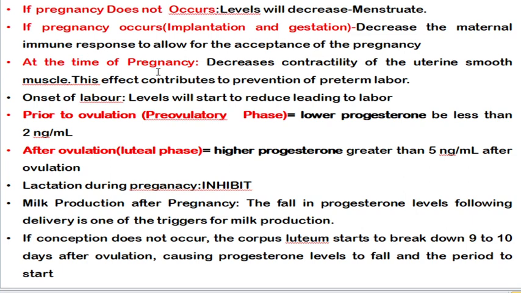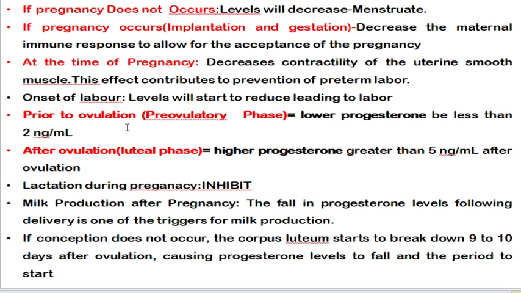Next, at the time of pregnancy, progesterone decreases the contractility of uterine smooth muscle. This particular effect contributes to the prevention of preterm labor. Next is the onset of labor. At the time of labor, the progesterone level will start to reduce, thereby leading to labor. During pregnancy the level will be at its peak in order to prevent preterm labor, whereas at the onset of labor, that is at the time of childbirth, the level will start to reduce.